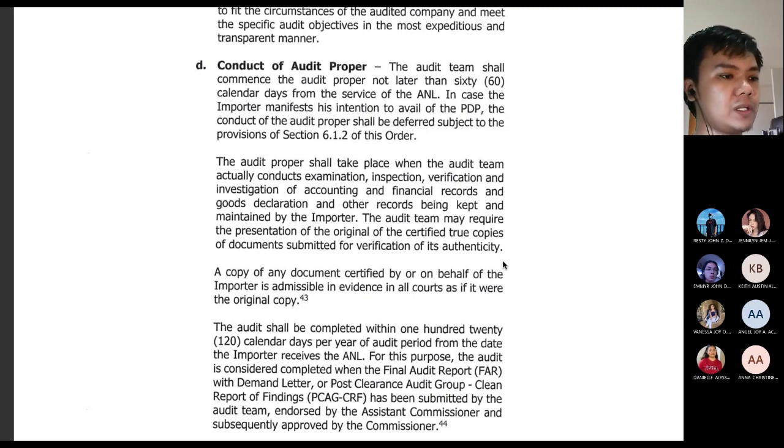The audit shall be completed within 120 calendar days per year of audit period from the date the importer receives the ENL. For this purpose, the audit is considered completed with the final audit report (FAR) with demand letter for post-clearance audit group, clearing report of findings, having been submitted by the audit team, endorsed by the Assistant Commissioner, and subsequently approved by the Commissioner.